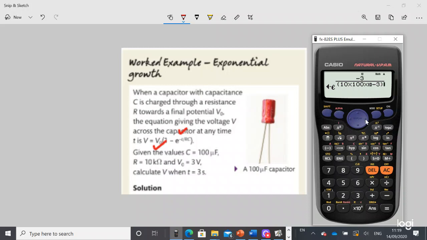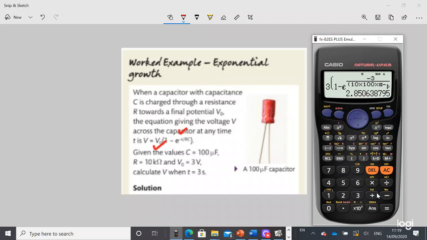Ooh, if I get this wrong, it's going to take ages then. Okay, there we are. Now. It couldn't possibly be. So you got a straight 3 as your answer.